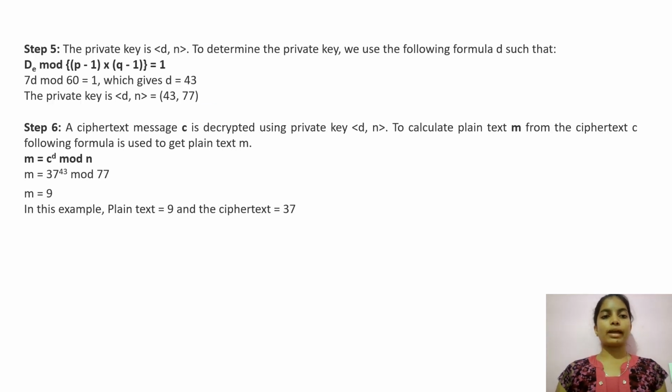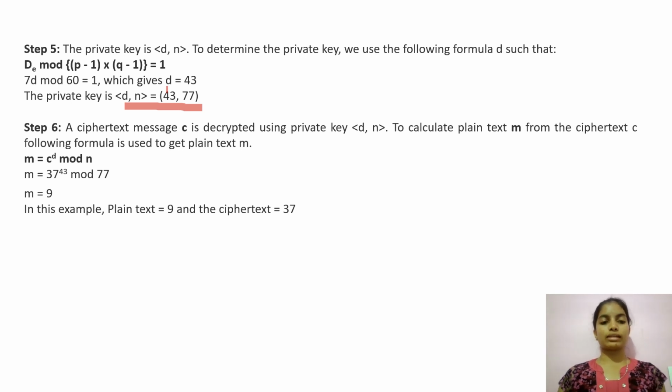Step 5, the private key, that is D comma n. To determine the private key we use the formula D E mod (P minus 1 into Q minus 1) is equal to 1. That gives the value D equal to 43. So the private key D comma n will be 43 comma 77.